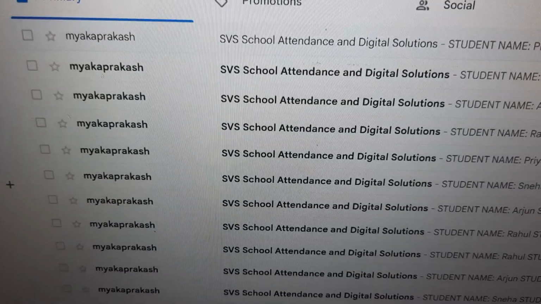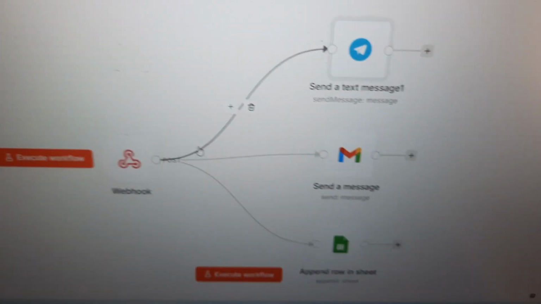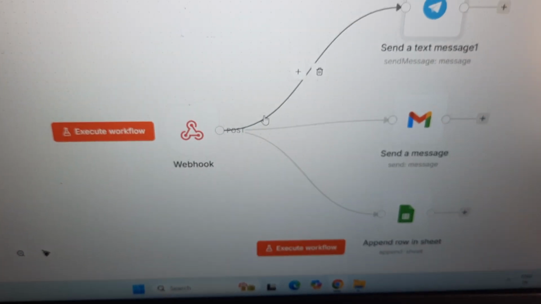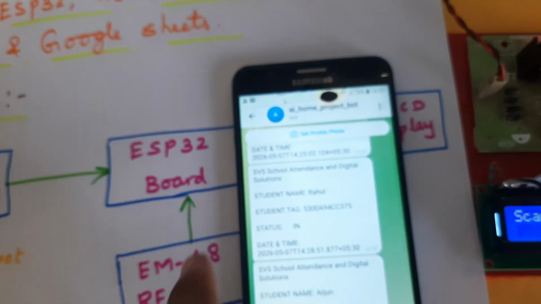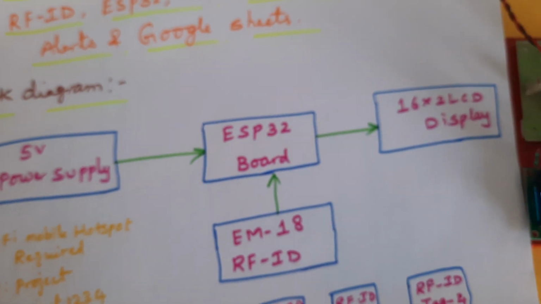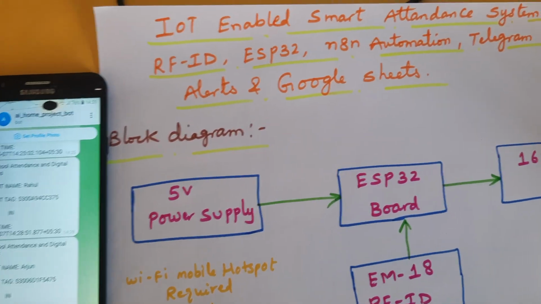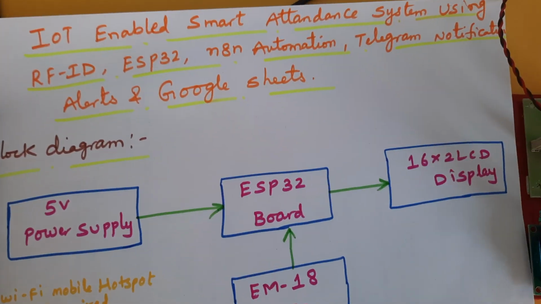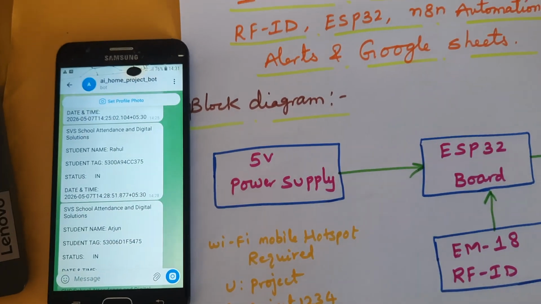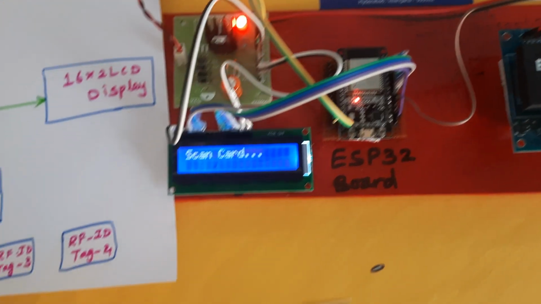So this is our N8N automation. You can use multiple nodes and you can use voice alert also. Voice alert means we require an AI agent. Now this is just the N8N automation flow workflow. Thank you.